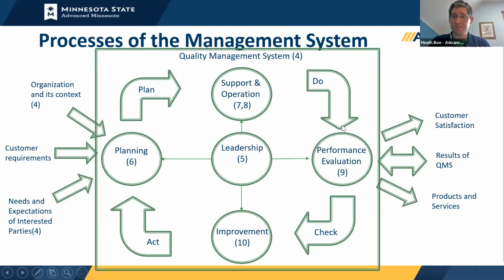And so then we need to analyze it. So we do that performance evaluation, and that is part of the standard there. So that is the check part of plan, do, check, act. Okay, so we had this process. This is what we thought we would get. Did we get it? And if we didn't, then what do we need to do to fix it?